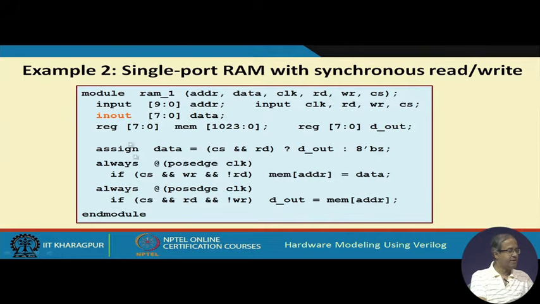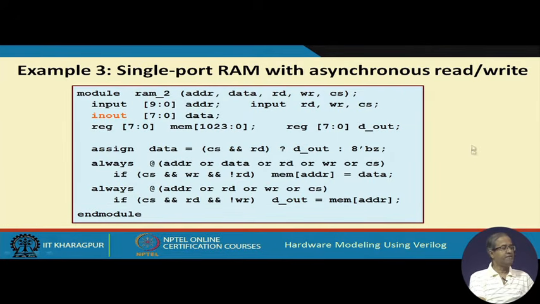Now, you see, you cannot directly read into data, because I said this inout by definition is a wire, and inside a procedural block you cannot have a wire variable on the left hand side. That is why I defined a temporary reg variable D out, assigned it there, and in an assign statement from D out I put it back to data, right. So, this is one way of specifying a single port RAM with synchronous read and write.